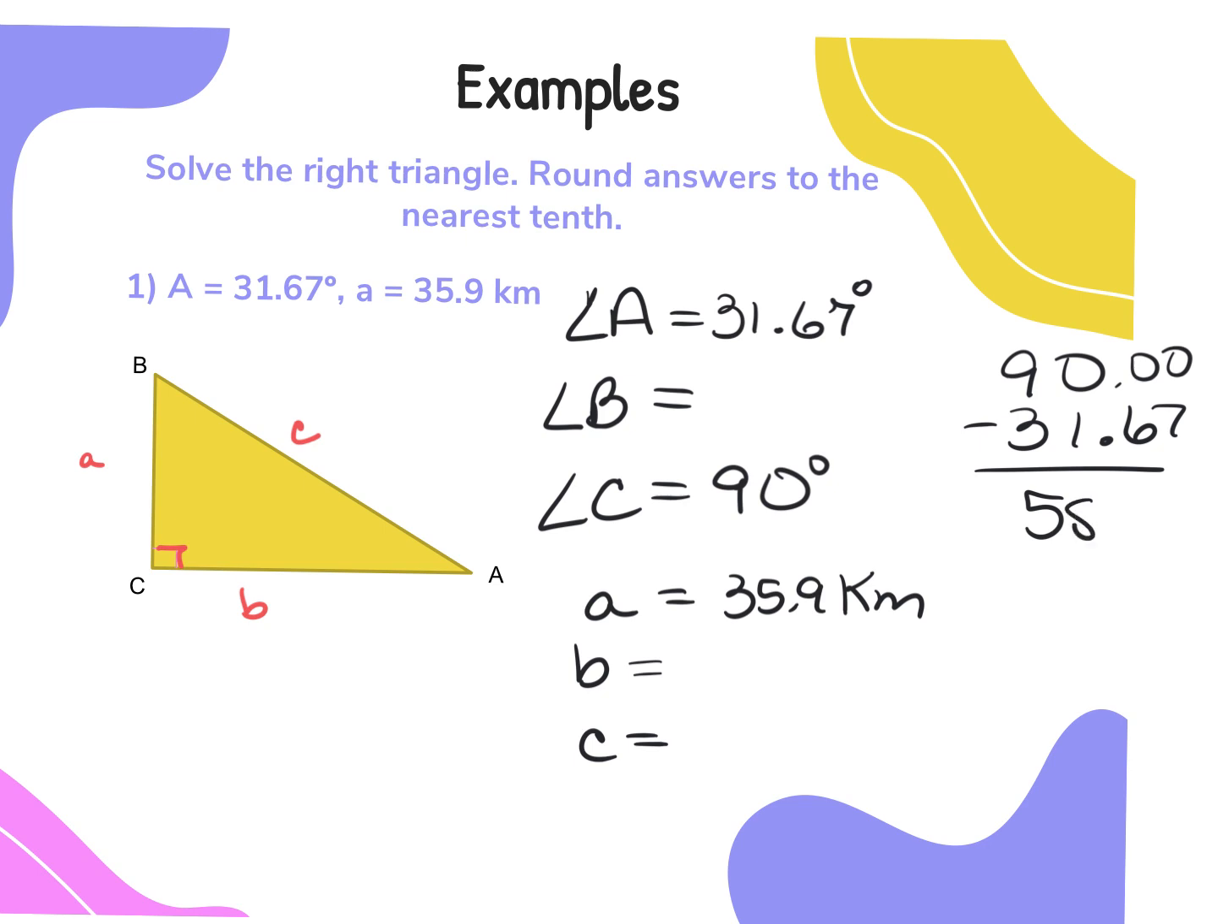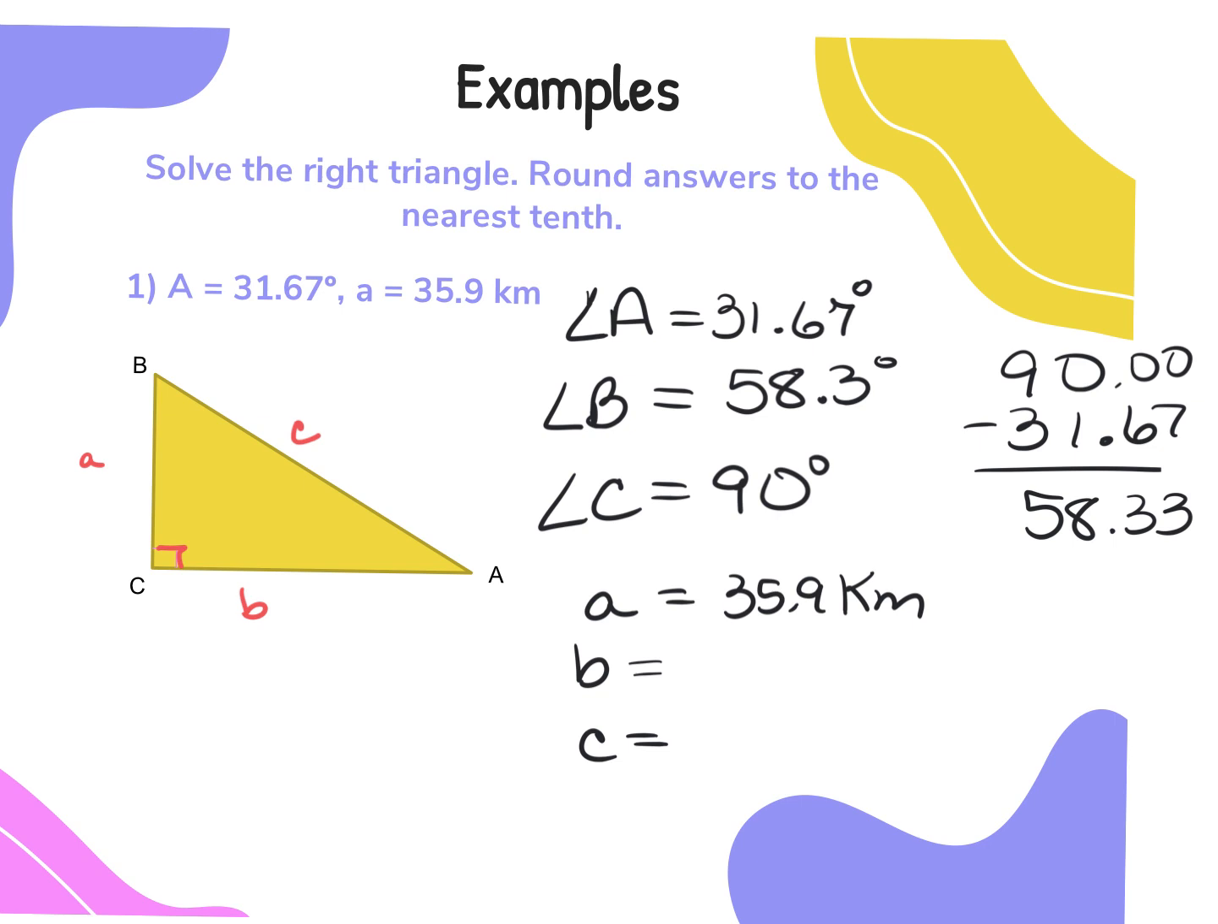Once I do this subtraction, I get 58.33. Now the instructions say to round to the tenths place, so 58.3 degrees. You could also add 90 plus 31.67 and then subtract that sum from 180, but the fastest way to find that other acute angle is just to subtract the one they give you from 90 degrees.